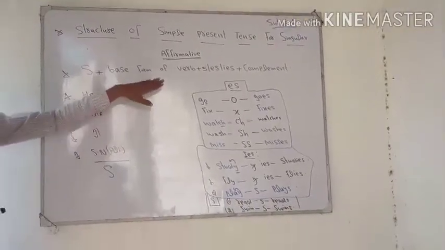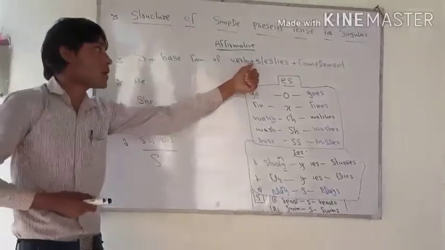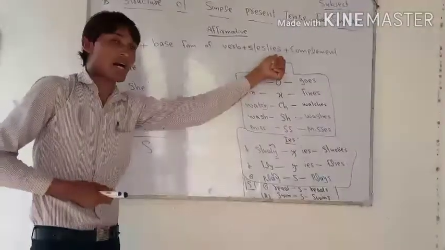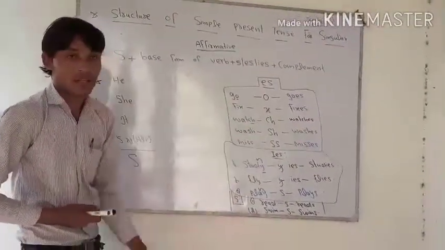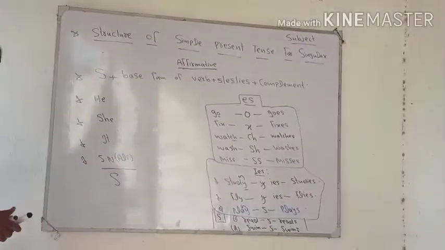If we talk about the construction of simple present tense, first of all we should know where we can add S, where we can add ES, and where we can add IES. It simply means that if we understand these rules, we can get the construction very easily and comfortably. So now let's begin further.